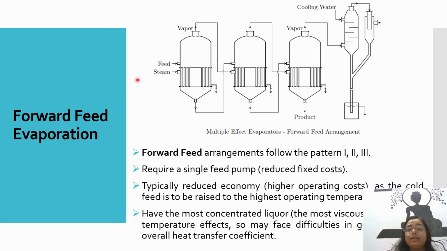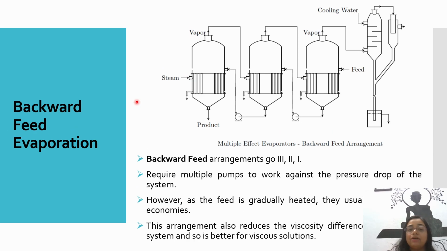Another case where we prefer the backward feed configuration is when the feed is very cold. What will happen? A significant amount of steam will be consumed for heating this feed to raise its temperature to the boiling point. So this is a loss for the evaporation performance. Clear? In the next slide we will discuss the backward feed evaporation.